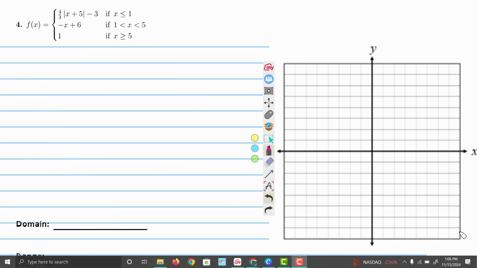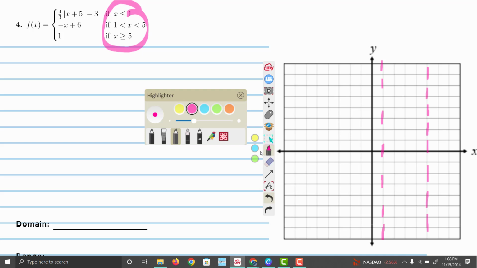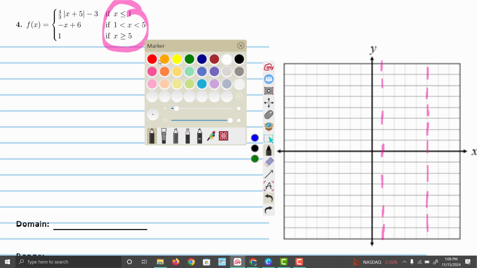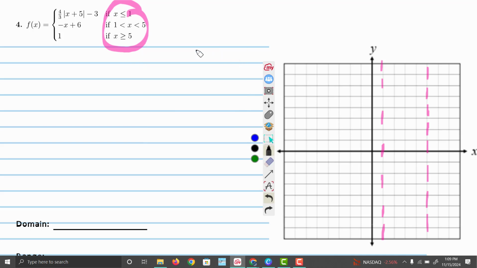Number 4 is a piecewise function, and so the first thing we do is we start with graphing our walls. So our walls come from over here, and so my first wall is going to go up at +1, and my second wall is going to go up at +5. And so now I'm going to graph each of these other functions.